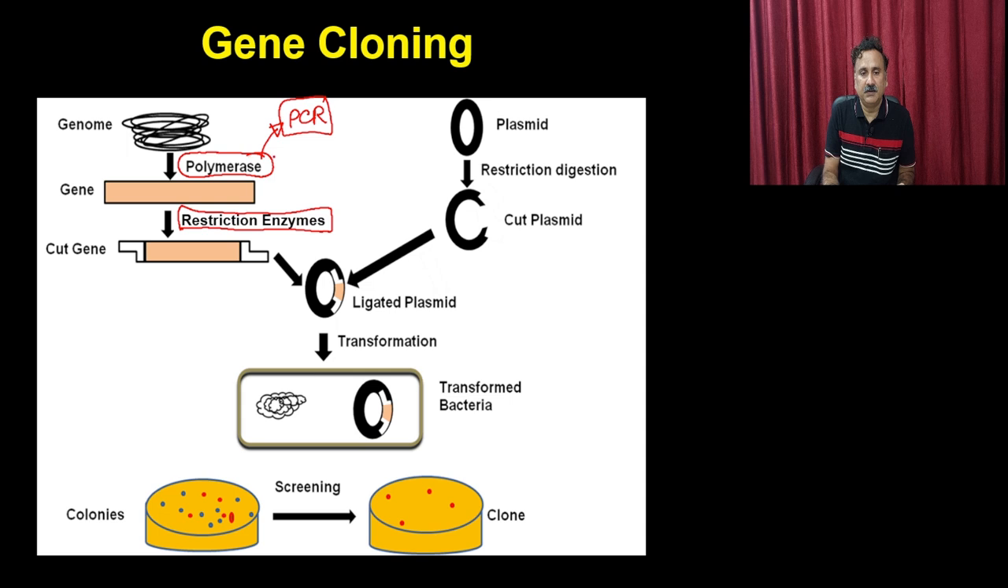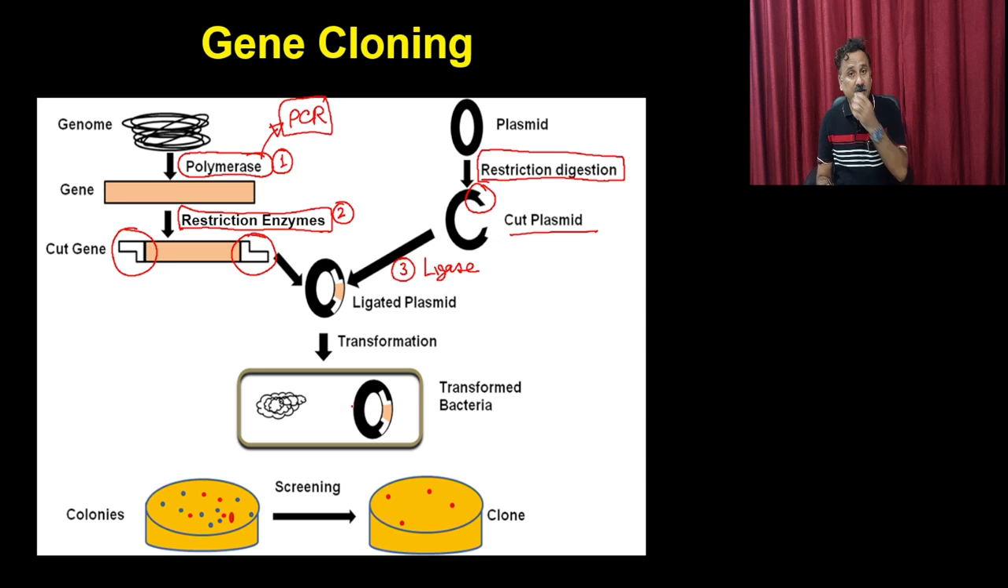So this is the first enzyme you are using, and this is the second enzyme you are using. You are also going to use the restriction enzyme to digest the plasmid, so that you have cohesive ends on the plasmid, as well as cohesive ends on the gene fragment. Then you put them into a ligation reaction. So the third enzyme you are going to use for gene cloning is ligase, and then it is going to be transformed into the bacterial cell and screened with the help of suitable screening criteria.